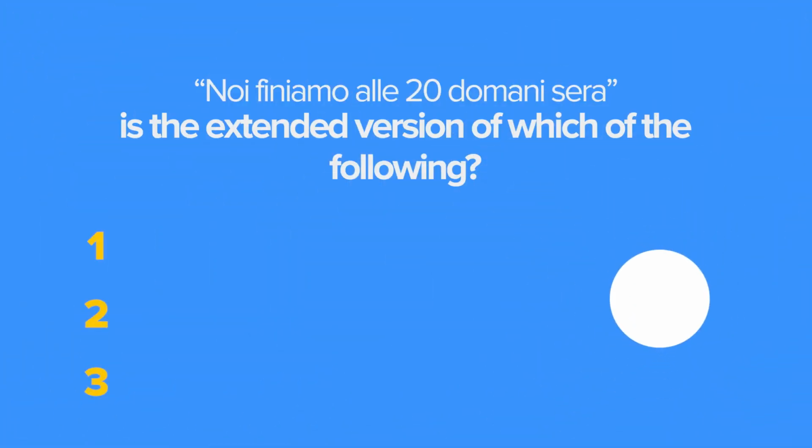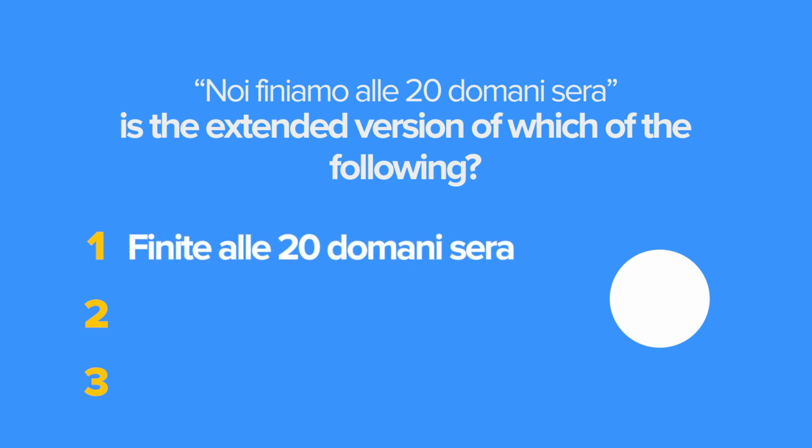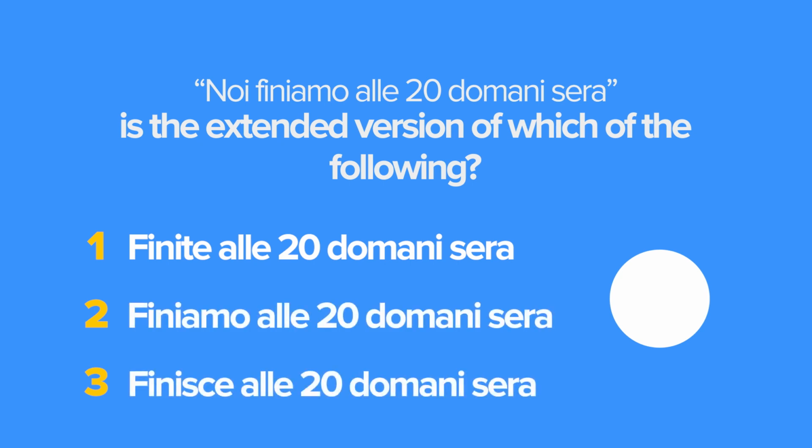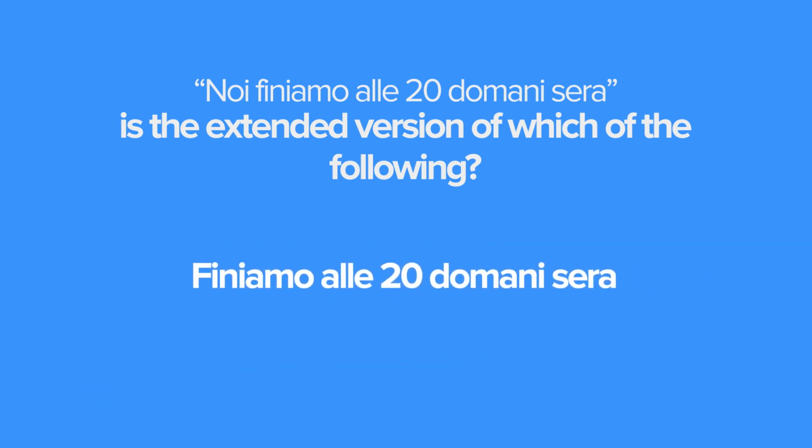Quiz number 2. "Noi finiamo alle 20 domani sera" is the extended version of which of the following? "Finite alle 20 domani sera," "finiamo alle 20 domani sera," "finisce alle 20 domani sera." The right answer is number 2, so we simply eliminate the pronoun noi, we.